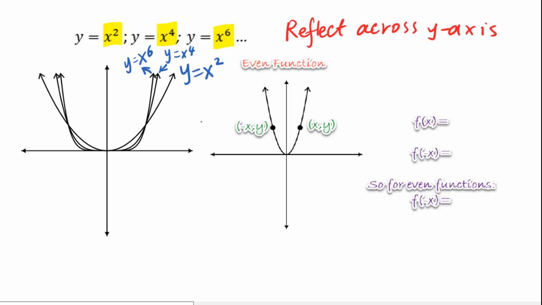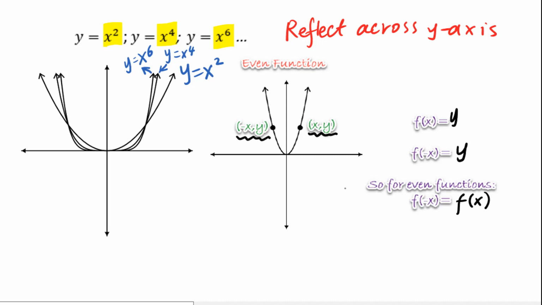Also, this kind of function has the following property. We know any point on the graph, let's label as x, y, and we do have a negative x, y. In other words, we could say f of x equals y, and f of negative x equals y. So f of negative x equals f of x.